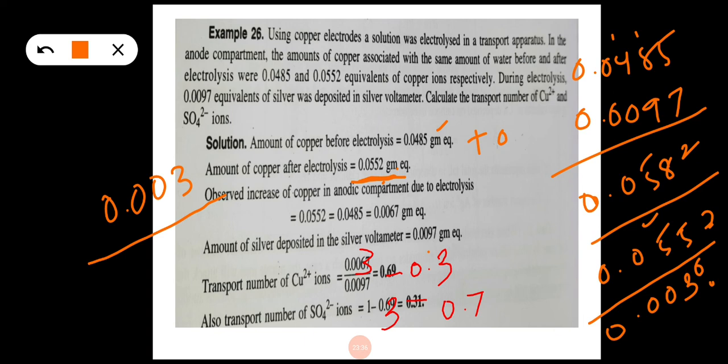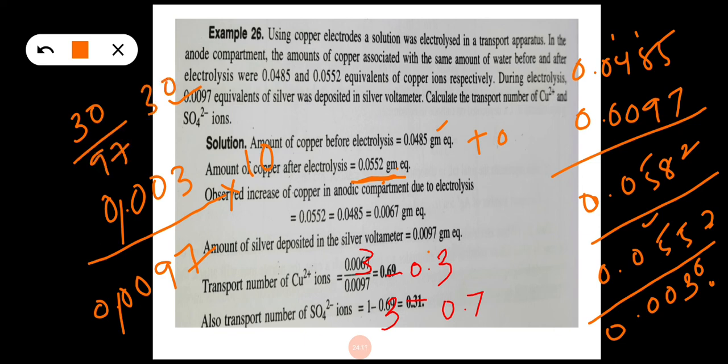This gives the speed of the cation divided by the total speed of cation plus total speed of anion, which is equal to the total current. The total current is equal to the total number of equivalents of silver deposited, that is 0.0097. The decimals can be cancelled, so it comes to 30 by 97. Taking it roughly as 30 by 100, or 3 by 10, that is 0.3.